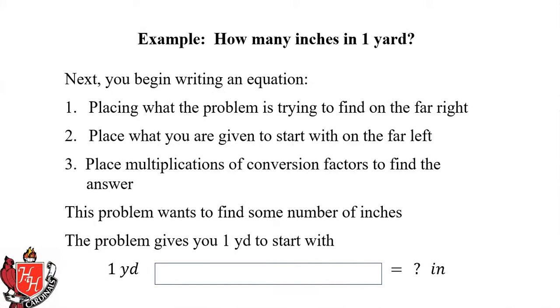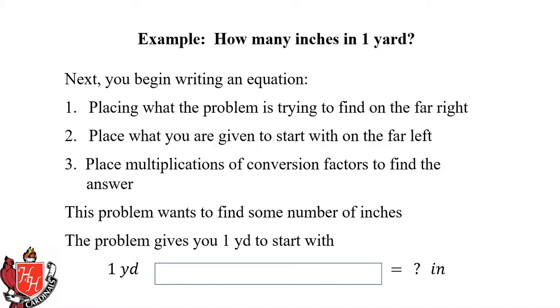All right, so how do you do this? Next, you begin by writing an equation. And the way you do this, use the width of your paper because you don't know how many of these conversion ratios you're going to need. So first, you place what the problem is trying to find on the far right. In this case, it's trying to find how many inches. We're trying to find some number of inches. You put that way over on the right-hand side of your paper. Number two, you place what you're given to start with on the left side. We're given 1 yard to start with, so that goes way over on the left.